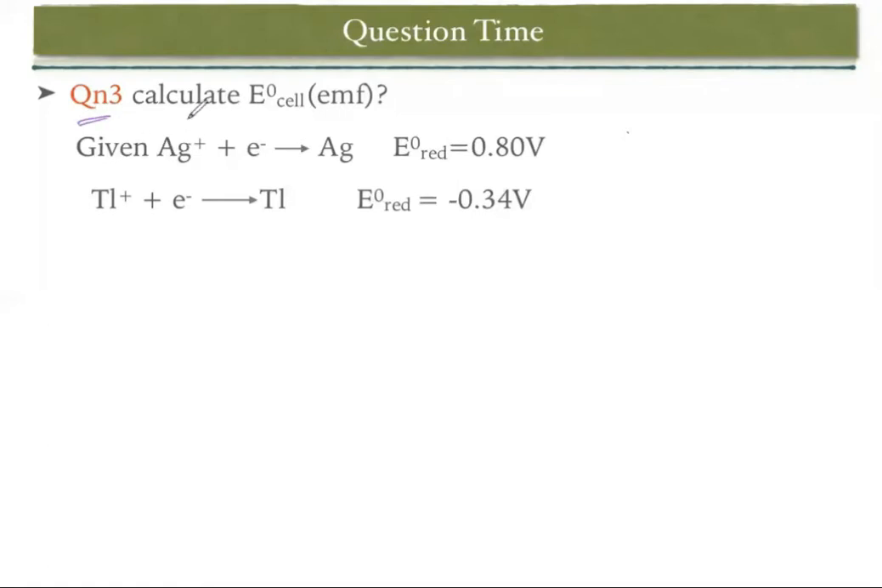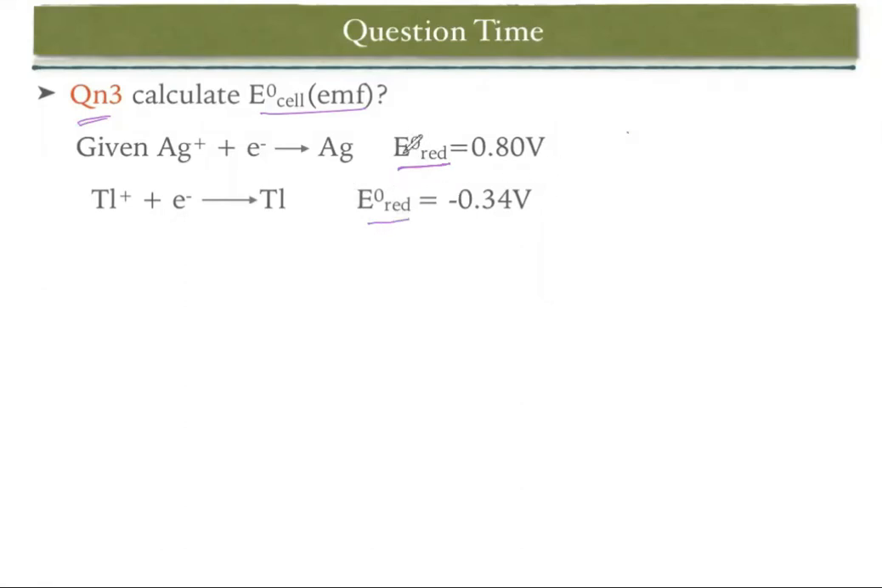Question number 3. Calculate the EMF of the cell for this given chemical reaction. So how to solve this? Because you see already in both cases, reduction potential is given. So the first one is from silver, Ag+ to Ag, and the second one is thallium, Tl+ to Tl. Okay. So now we have to see which one is the cathode and which one is the anode.